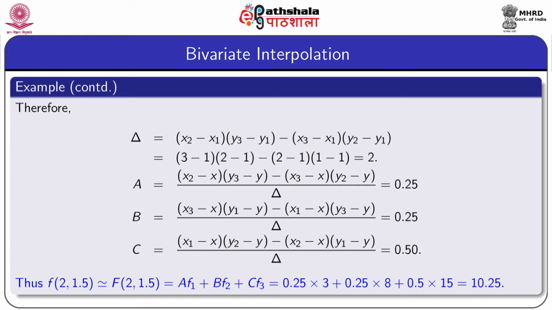So, using these values, the approximate value of f at 2, 1.5, which is approximately capital F of 2, 1.5, is equal to A f1 plus B f2 plus C f3. Now, the values of A, B, C are 0.25, 0.25 and 0.50, and the values of f1, f2, f3 are 3, 8 and 15. Using these values, after simplification, we get the value of f at 2, 1.5 approximately equal to 10.25.